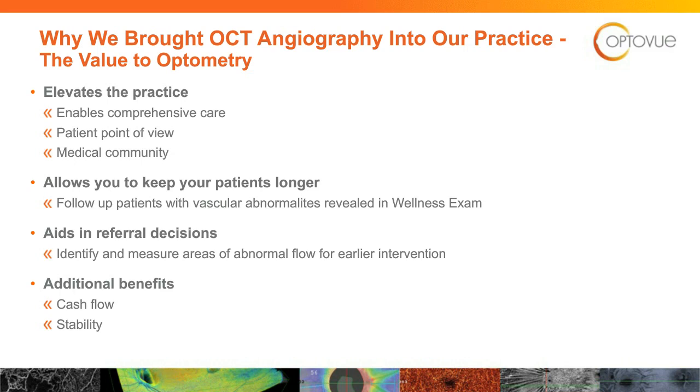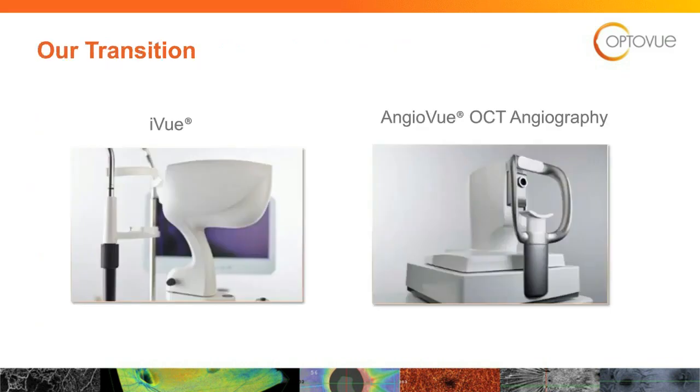It allows you to keep your patients longer. There were things that I might have referred out, and it allows us to keep the patient in the practice and manage them a little bit further, so we don't have to refer out. And again, I mentioned the additional benefits of cash flow and stability that it brings to the practice, because it does not have to go to a third-party biller, especially with the wellness program. So here's our transition. For years we had the iView, and then we transitioned over to the AngioView OCT Angiography.